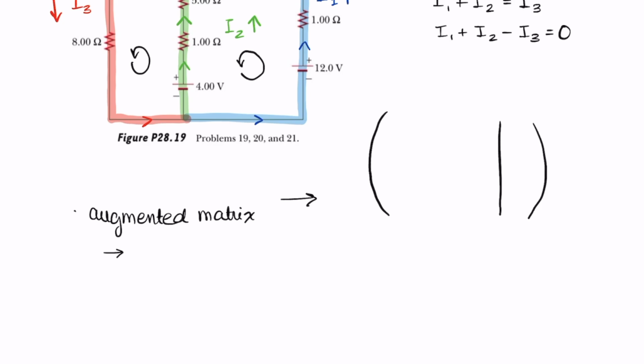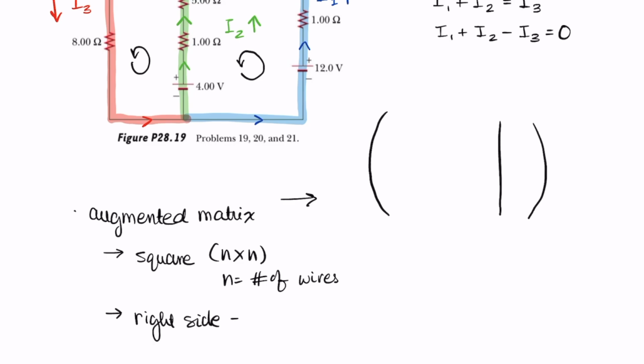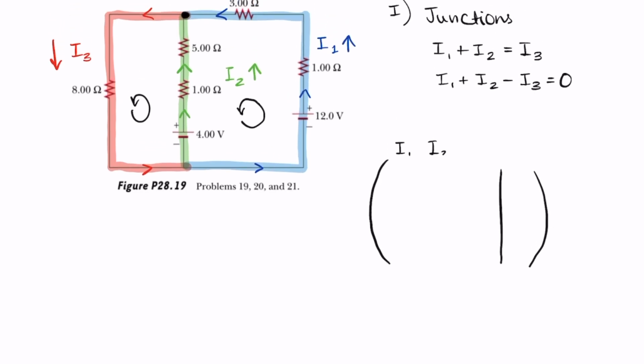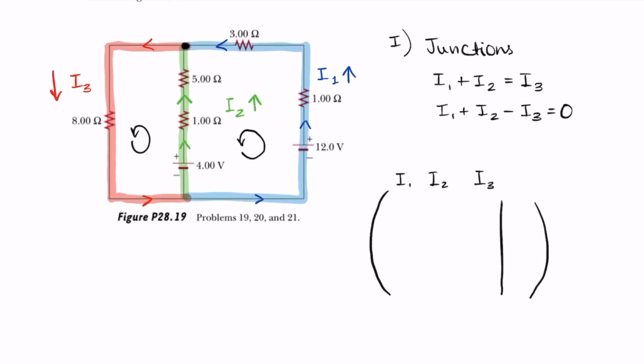Some rules here are that the left side will have to be a square matrix where the dimension n equals the number of wires or branches that there are, and then the right side equals the battery or the volts that are added on, like the 4 volts or the 12 volts written right there. We can make this easier to understand by labeling each of these columns as current 1, 2, and 3. The rows will represent each of the functions that we create, and we will write the coefficient that is in front of each of the variables right under in 1.